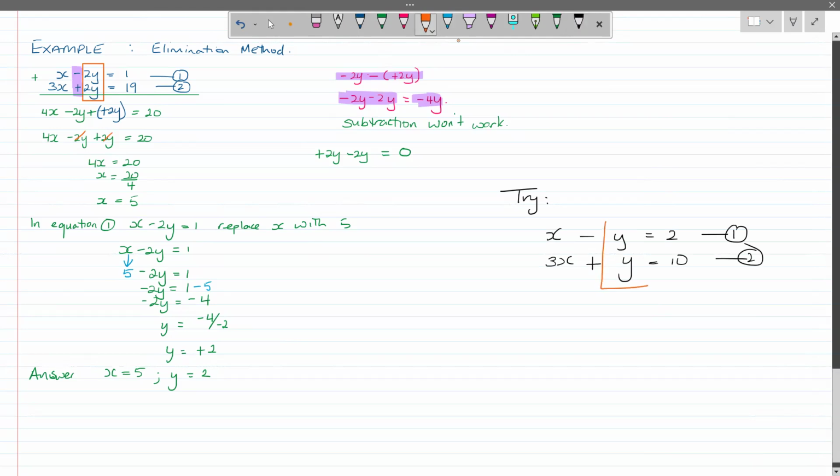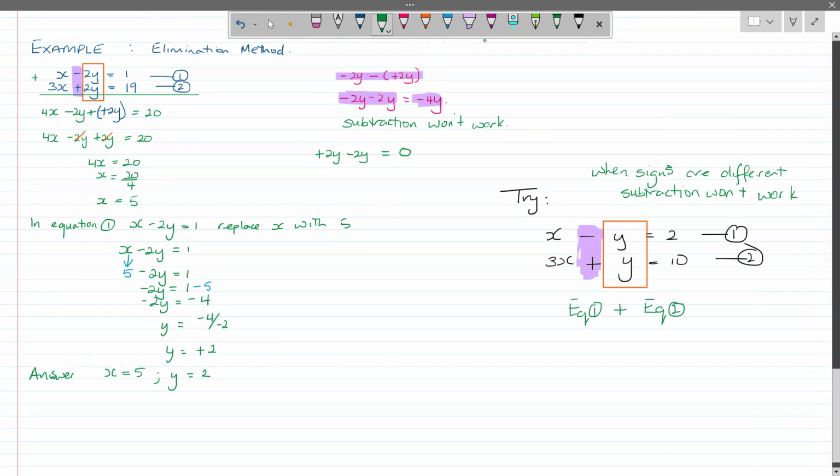Sometimes we need visual cues. So I'm boxing up the similar terms. And I'm highlighting these for you to see that they are different. When they're different, subtraction won't work. We need to add the equations together. So equation 1 plus equation 2. All right, try this one for me.